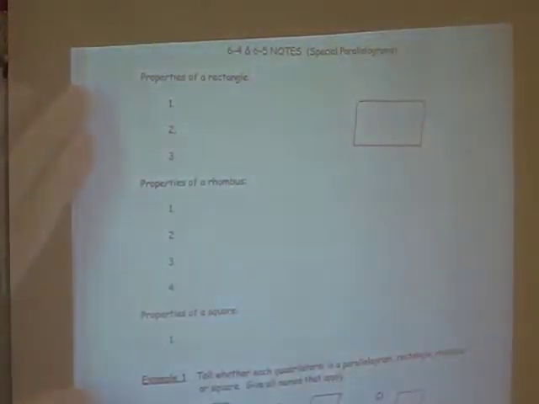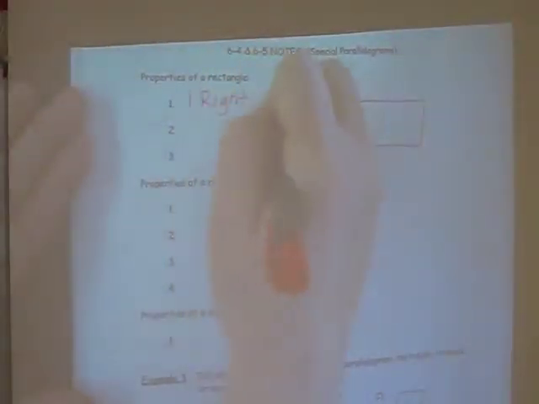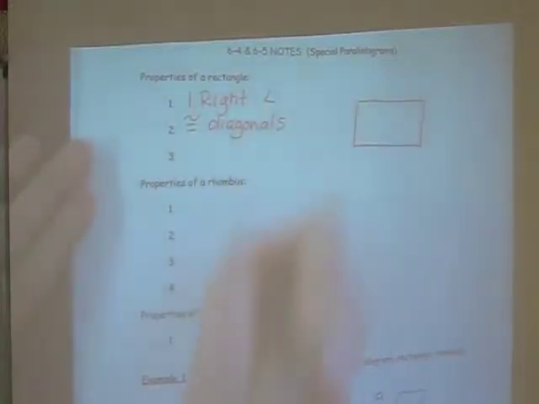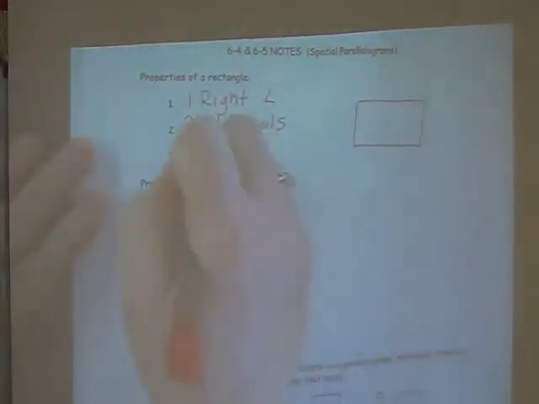And along with everything that's true for parallelograms, rectangles also have one right angle. They also have congruent diagonals, and everything that's true for parallelograms, and they are also a parallelogram.